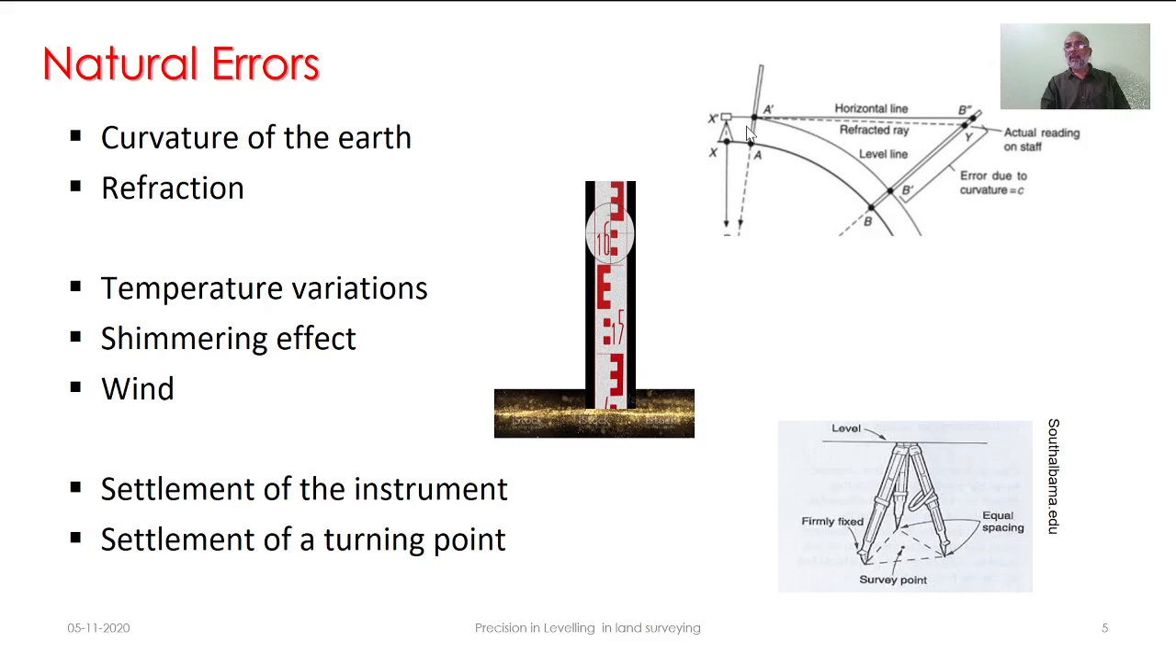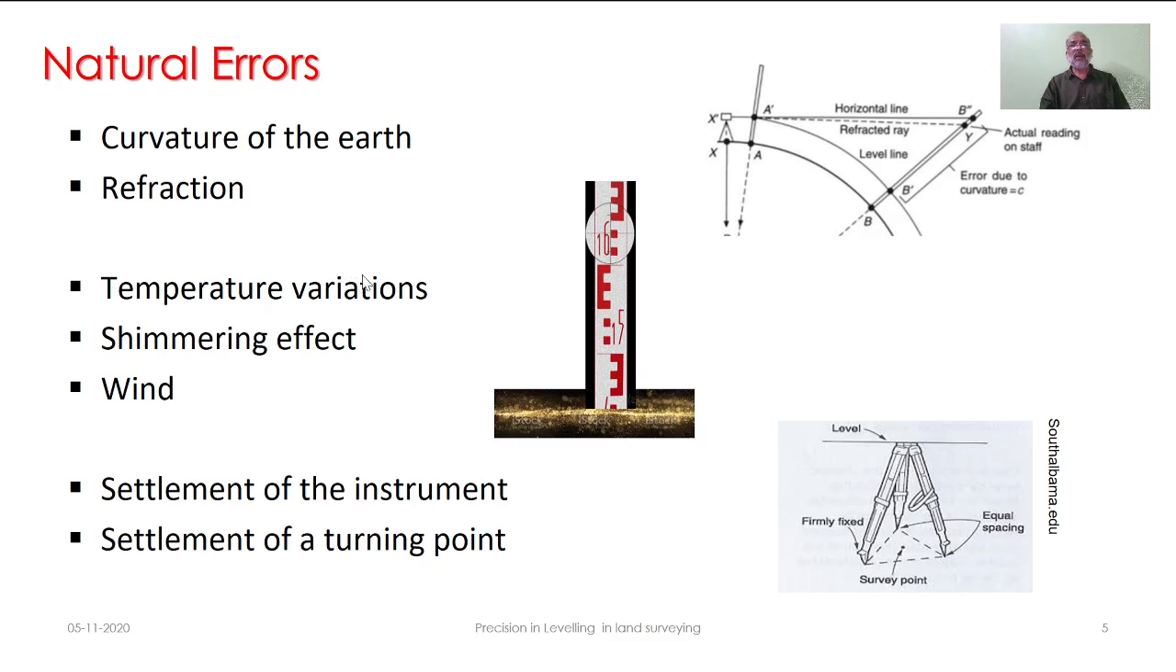Similarly, in the vicinity of the Earth's surface and at the end of the staff where we wish to read, there will be change in the atmospheric density, because of which the ray which is defined as the horizontal line will no more be a horizontal line but would be a refracted one. So these things are not in our hand. These are certain natural limitations, and hence the error could be considered in terms of curvature as well as refraction.